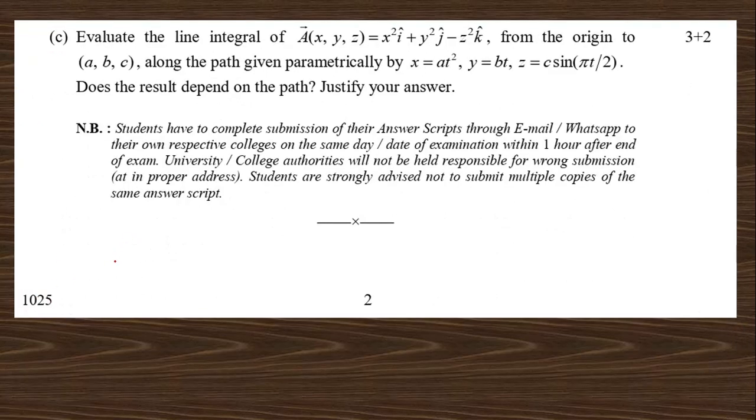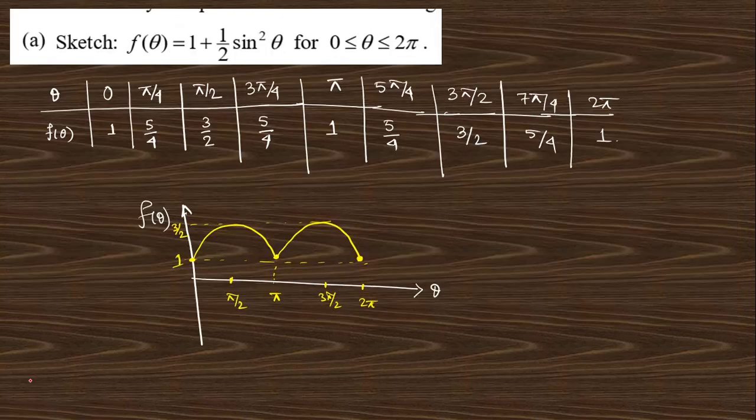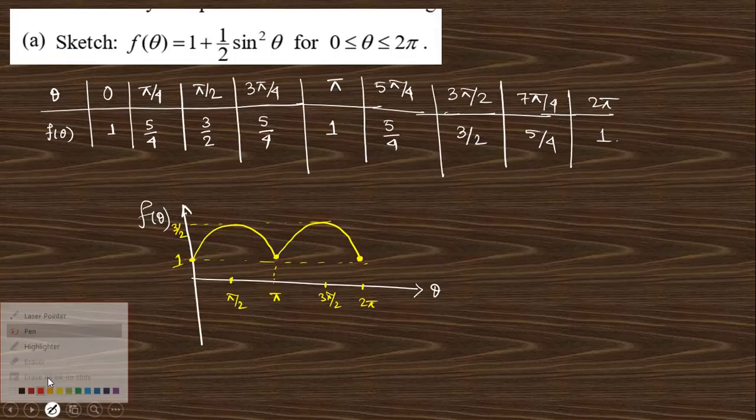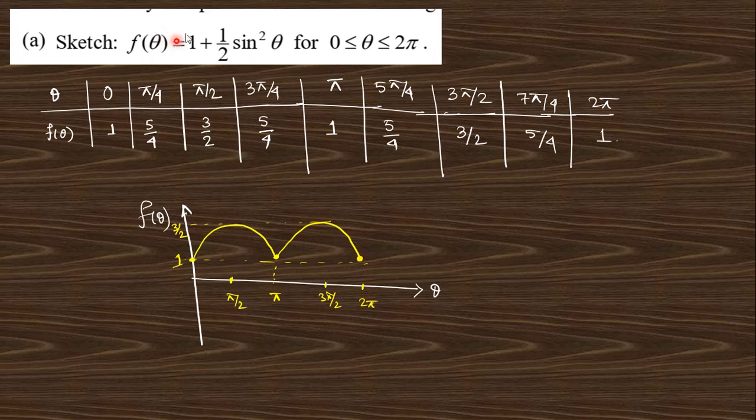After solving yourself, you go through this video. So let's start with solving the first question. The first question says to sketch this function in the region 0 to 2 pi. For that you just need to put in some values of theta and find f of theta, such that we can plot the function very well.